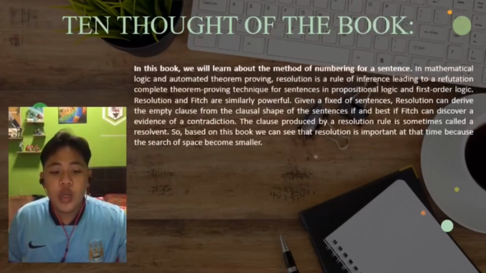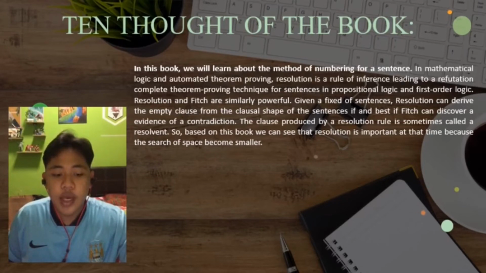In this book, we will learn about the method of reasoning for a sentence. In mathematical logic and automated theorem proving, resolution is a rule of inference leading to a refutation-complete theorem proving technique for sentences in propositional logic and first order logic. Resolution and Fitch are similarly powerful. Given a set of sentences, resolution can derive the empty clause from the clausal form of the sentences if, and only if, Fitch can discover a proof of a contradiction.